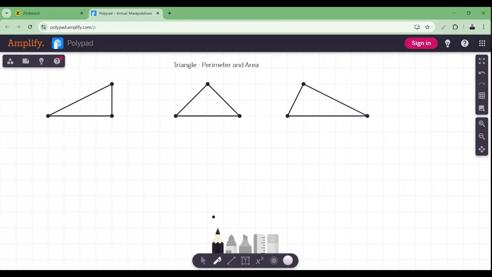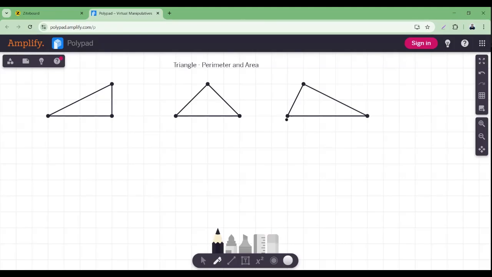If we come to the second triangle, this particular side and this particular side are the same, so two sides are the same, that means it's an isosceles triangle, isn't it? If you see the third one, it's again a scalene triangle. It's not even having a right angle.